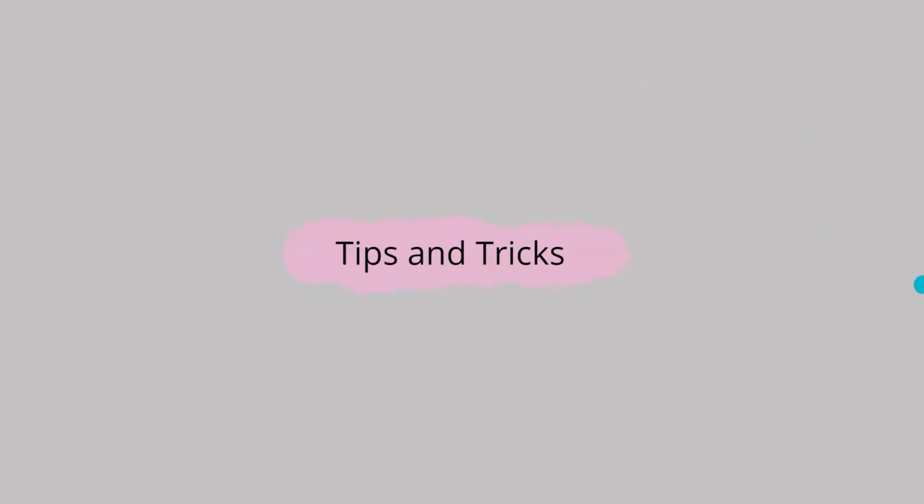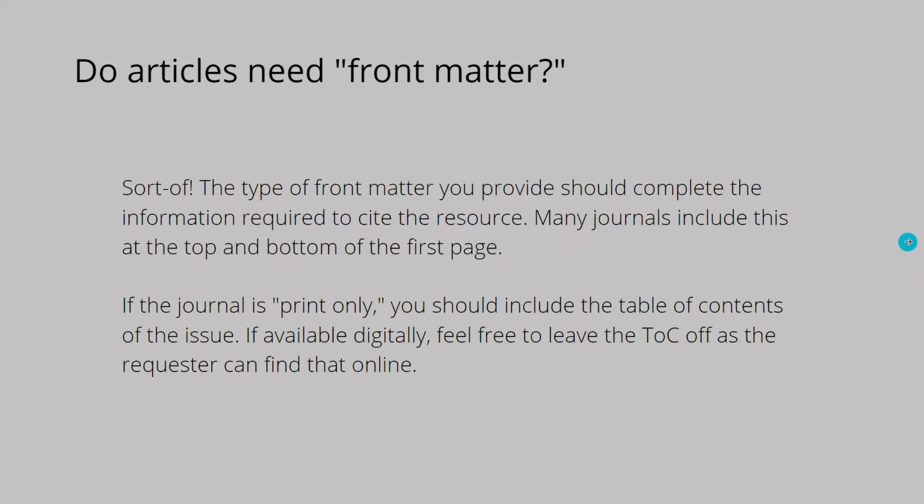Now, time for a few tips and tricks. A common question from student employees is, do journals have front matter? The answer is sort of. Many journals have covers, but the reason for a cover page is usually for publisher data. My recommendation is to find the table of contents where often the issue number, year, title, and publisher are listed. If possible, try to scan the ISSN too, but that isn't always easy to find.